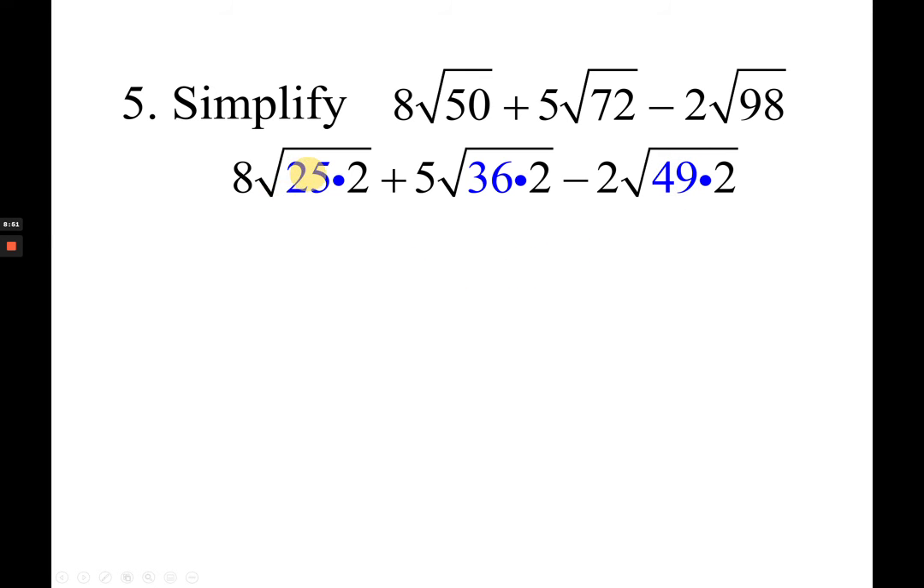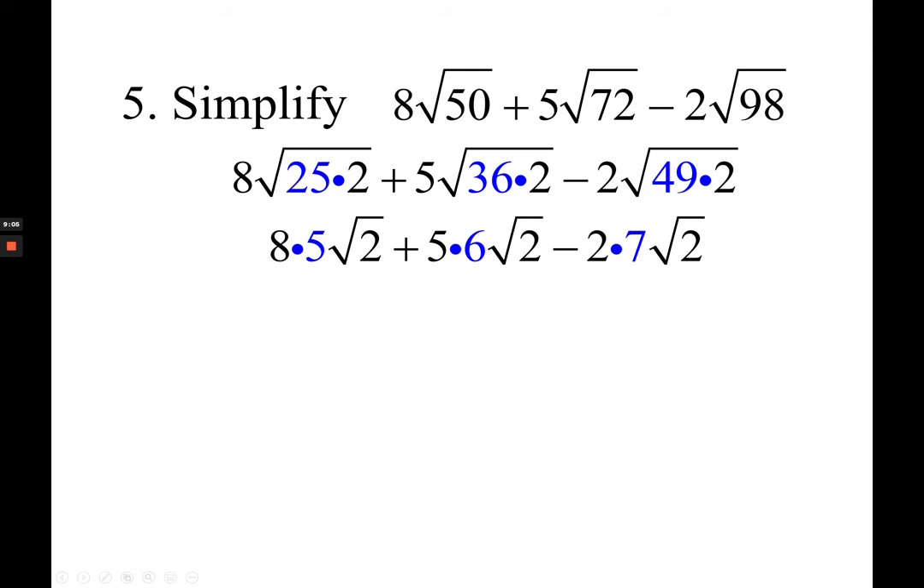So, to simplify further, 25 becomes 5 and it will be multiplied to 8. 36 becomes 6 multiplied to 5. Because it becomes a whole number now after taking the square root. Square root of 49 is 7 multiplied to the negative 2. Perform the multiplication. 8 times 5 is 40. Copy square root of 2. 5 times 6 is 30. 2 times 7 is 14, but it's a negative.